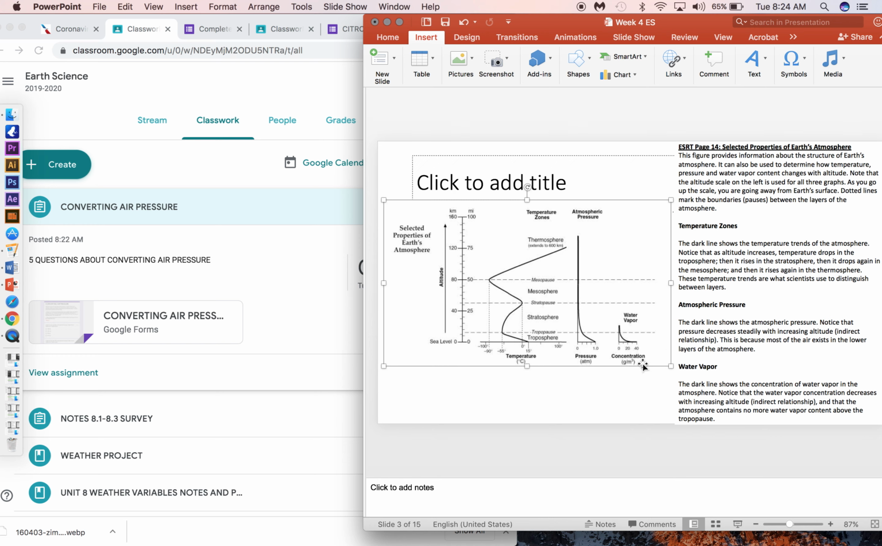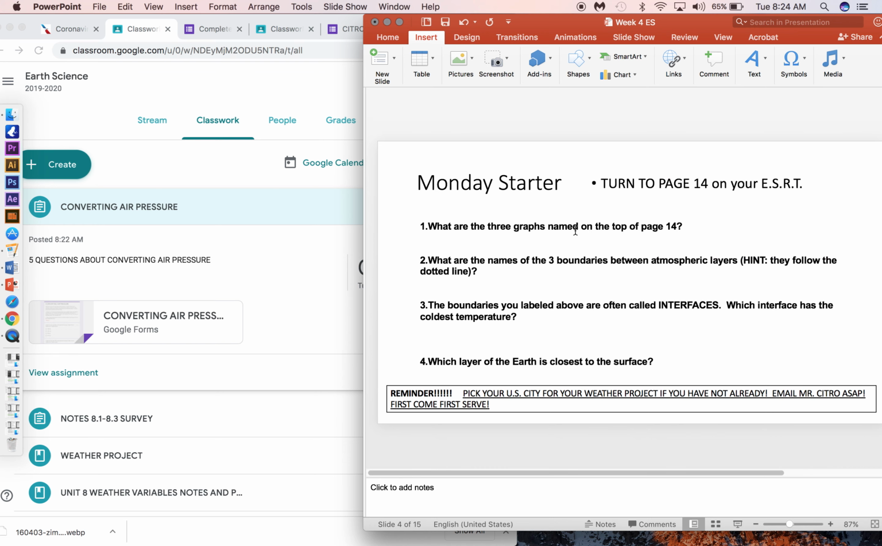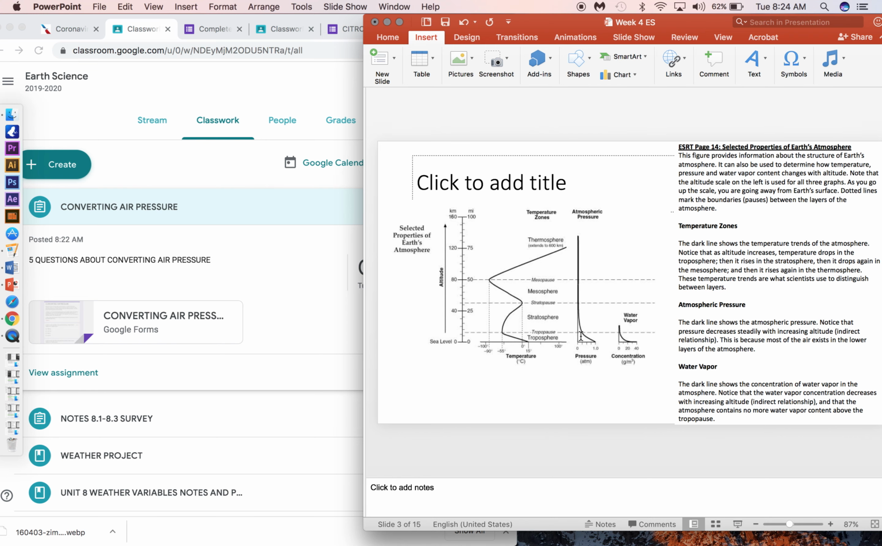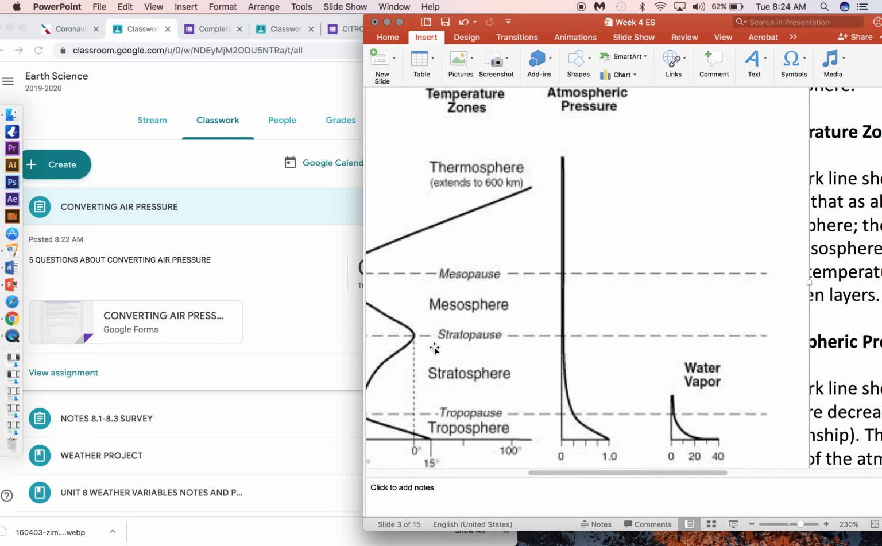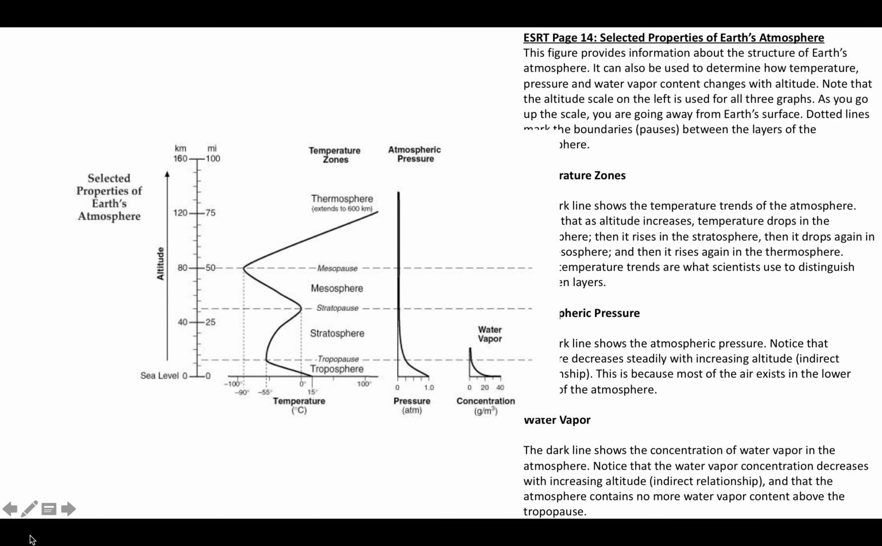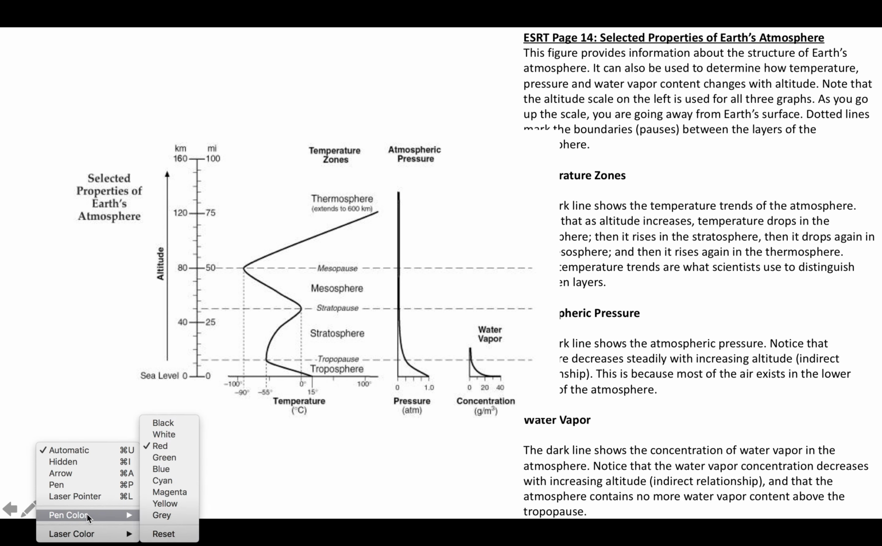So those are the three graphs, all right? What are the names of the three boundaries? Those are those dotted lines. Okay, and if you look on the graphs, you see them right down. See if we can zoom in a little bit here. There we are. We see them right here: tropopause, stratopause, and mesopause. Okay, those are those layers. I'm gonna pull this up right here.